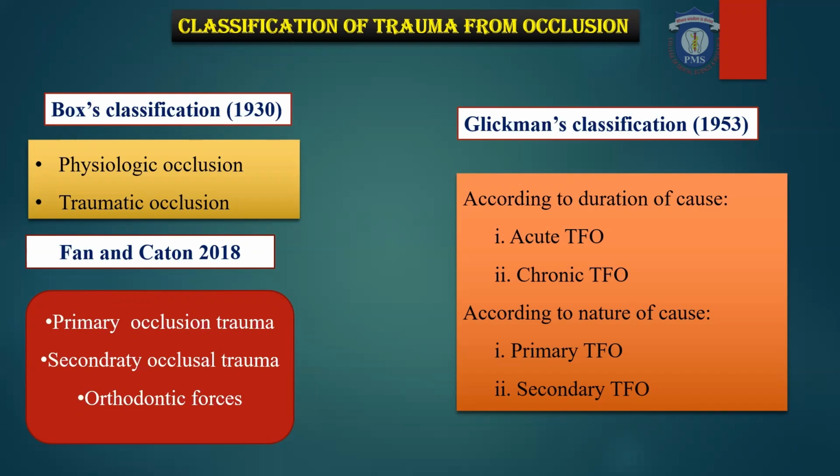These are the important classifications related to trauma from occlusion. I'm going to explain in detail the Glickman's classification. Based on the nature of the cause and the duration of the cause, trauma from occlusion can be classified as acute and chronic, primary and secondary trauma from occlusion.